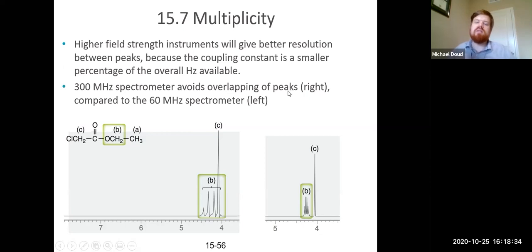So that you can get good resolution on these individual peaks. And then, as you can see on the left, it's a lot easier to measure the coupling constant between these peaks here, right? Because you can see this one's clearly here, this one's clearly here. Whereas here, you just don't get that kind of resolution.